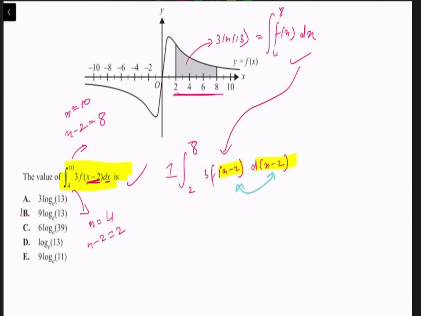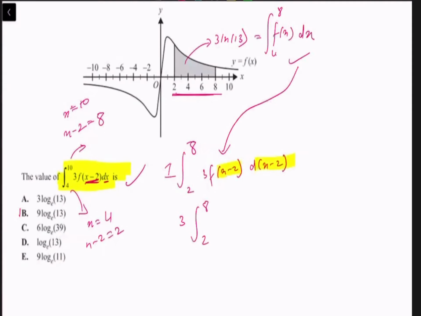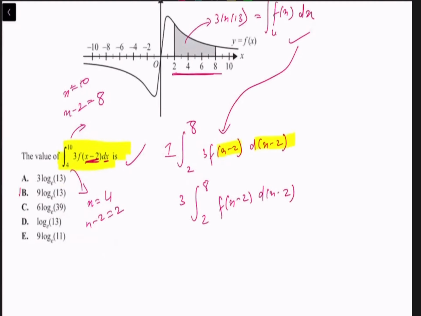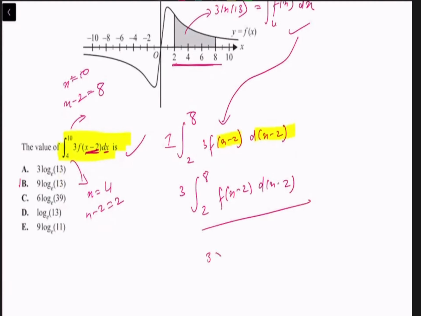then basically it applies to any time where they're the same because it's just a variable. So now we have 3 integration 8 to 2 fx minus 2 dx minus 2. So we know this area, so we can just do 3 times 3 ln 13. So it's 9 ln 13. So the answer is B.